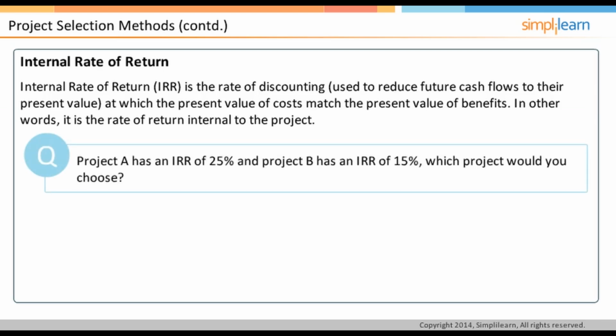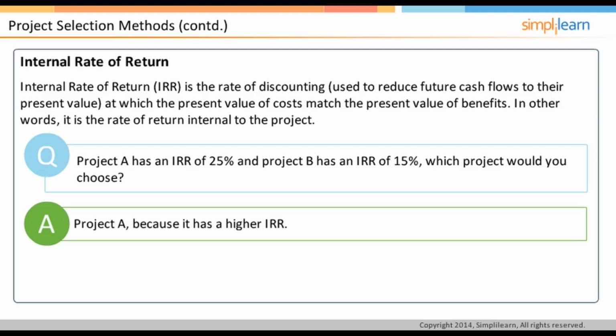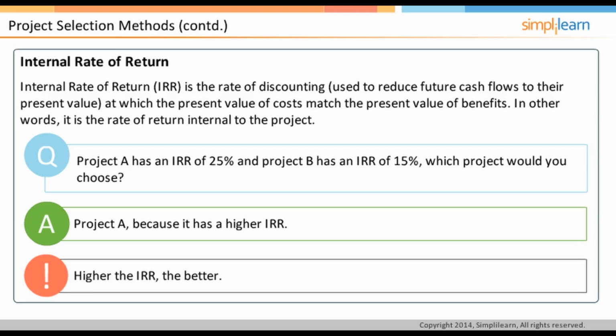Let us look at an analogy to understand the concept of IRR. Consider a project similar to depositing money in a bank account and earning interest. You will prefer the bank that gives maximum interest. Similar is the project. Choose from Project A and B, where Project A has an IRR of 25%, or Project B has an IRR of 15%. The answer is Project A, as the IRR is better for Project A. It is obvious, higher the IRR, the better. Click Close to go to the Process Selection Methods dashboard.